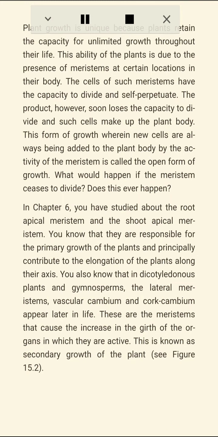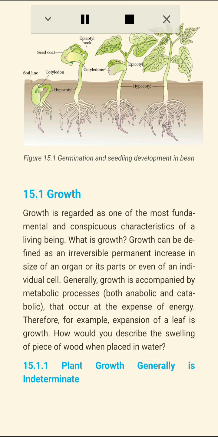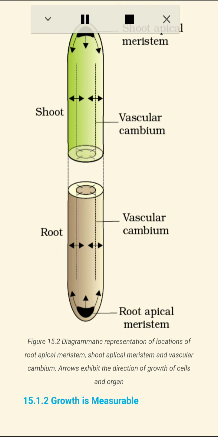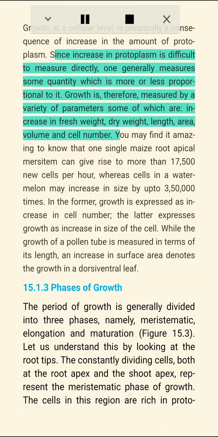See Figure 15.2. Figure 15.2 Diagrammatic representation of locations of root apical meristem, shoot apical meristem and vascular cambium. Arrows exhibit the direction of growth of cells and organ. 15.1.2 Growth is measurable. Growth, at a cellular level, is principally a consequence of increase in the amount of protoplasm. Since increase in protoplasm is difficult to measure directly, one generally measures some quantity which is more or less proportional to it. Growth is therefore measured by a variety of parameters, some of which are increase in fresh weight, dry weight, length, area, volume and cell number.